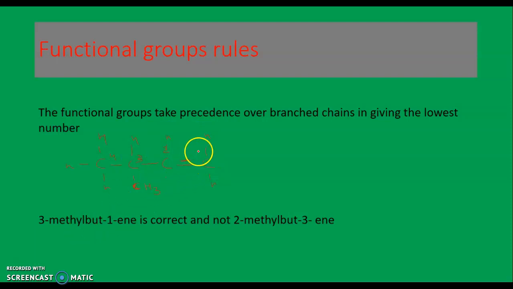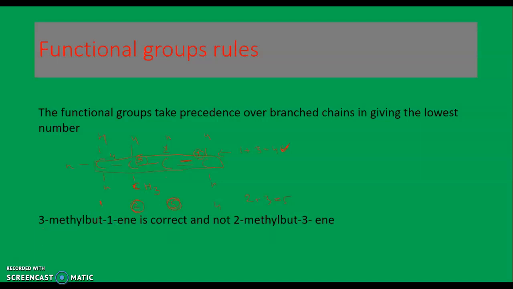If I number it from this side, my functional group is given number 1 and my side chain has got number 3. Whereas if I start numbering from the other side, my side chain has got number 2, but the functional group has got position 3. So by the sum rule, 2 plus 3 is 5, whereas if I number from this side, I've got 1 and 3, so therefore 4. So I will always number it that way. So I would call it 3-methyl-but-1-ene rather than 2-methyl-but-3-ene.